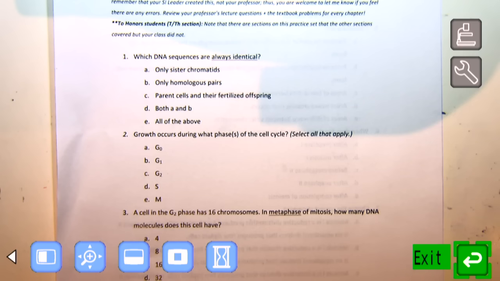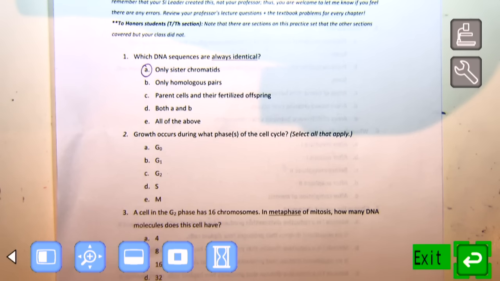All right. Number 1, which DNA sequences are always identical? They're going to be only our sister chromatids. Homologous pairs could potentially be identical, but more likely than not, they're not going to be identical. The only situation where our homologous pairs could be identical is if every single gene on both of those chromosomes had exactly the same alleles. And I imagine the chances of that would probably be really slim. So the DNA sequences that are always going to be identical are going to be our sister chromatids. Because remember, when we make our sister chromatids, we are making a direct copy of the chromosome we already have.